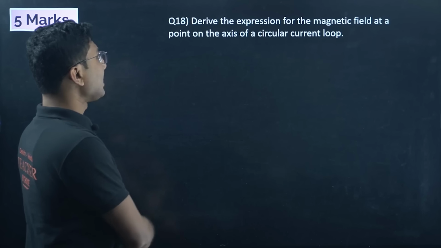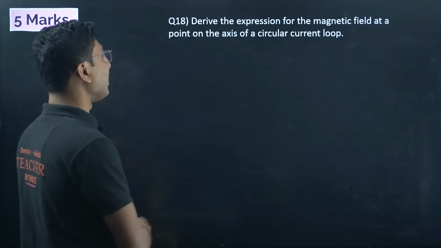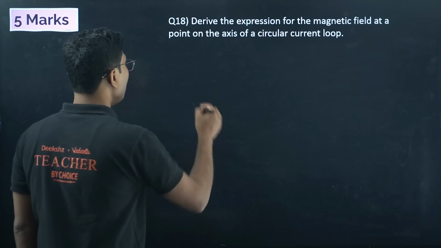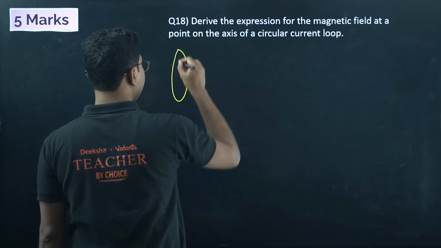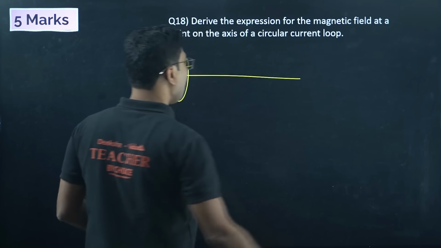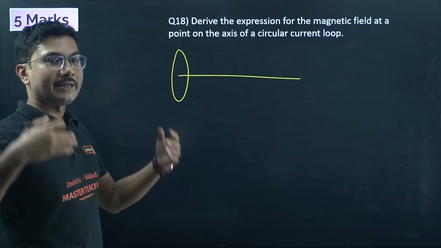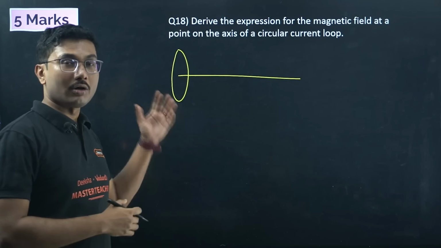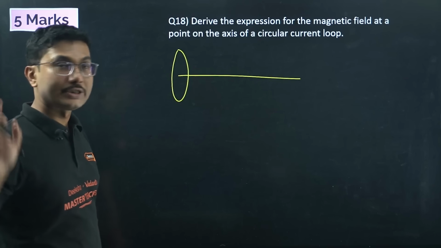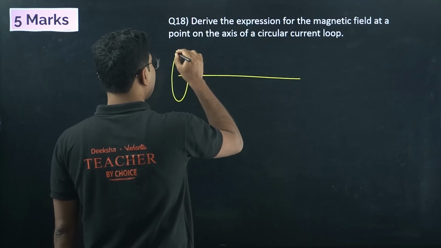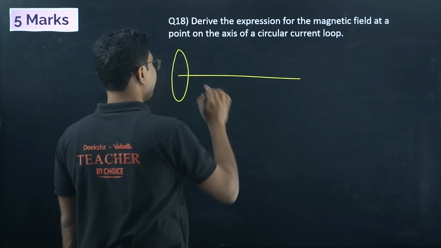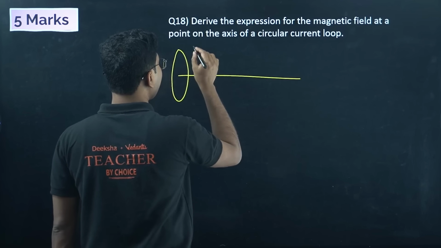Next, derive the expression for magnetic field at a point on the axis of a circular current loop. Now remember, all the questions that I am discussing here are probable. Exactly the same question might not come, so I have done all the important detailed derivations, so do check that out if you get time. Otherwise this is just a last minute preparation, and all the questions are definitely very, very important.